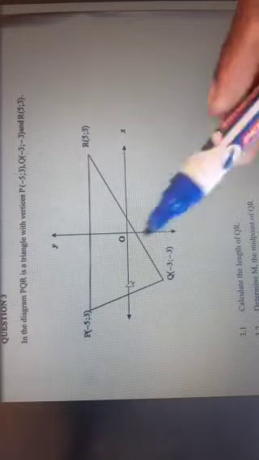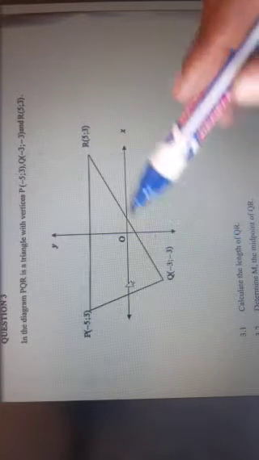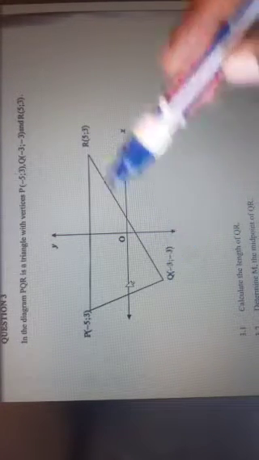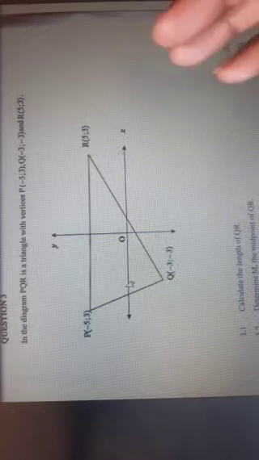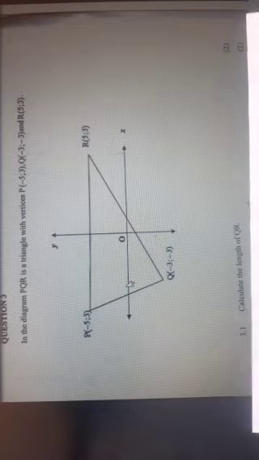So I check the first question and it says calculate the length of QR. So we calculate the length of QR, the distance from Q to R. Since it is the length or distance, we use the distance formula to answer this question. So now let's check 3.1.